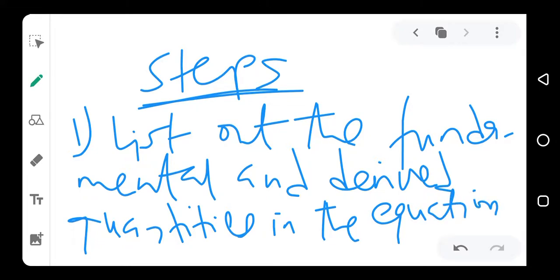So you look at the equation, then you find out which of the parameters is a fundamental physical quantity and which of the parameters is a derived physical quantity. You list them out separately. That is the first thing you do in verifying the equation.